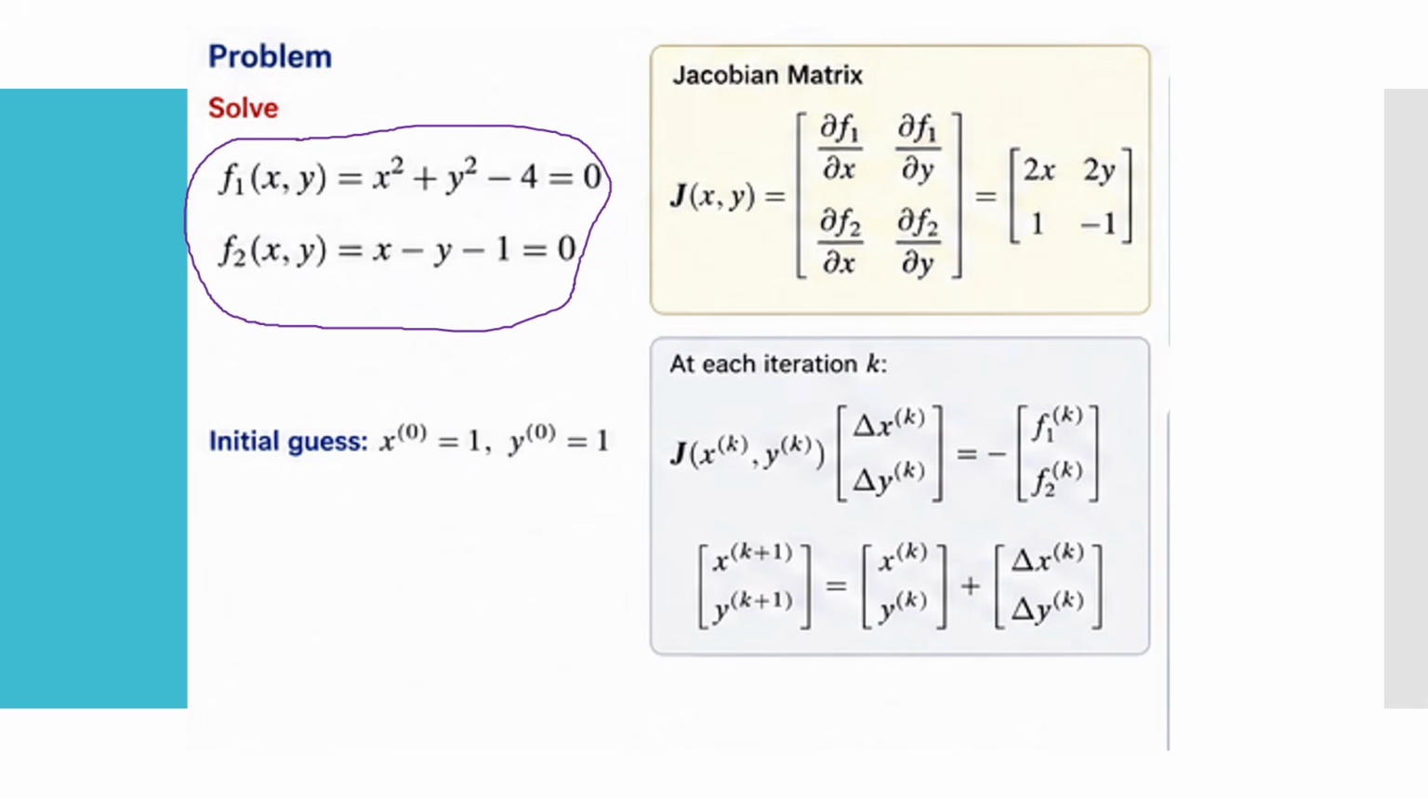We'll take the partial derivative of the first function with respect to variable x, and again with respect to variable y. So it becomes 2x and 2y. Again, we'll take the partial derivative of the second function with respect to x and y. So it becomes 1 and minus 1. Then we'll use the iteration equation, where the Jacobian matrix multiplied by a correction variable is equal to minus the value of the function evaluated at the initial guess.